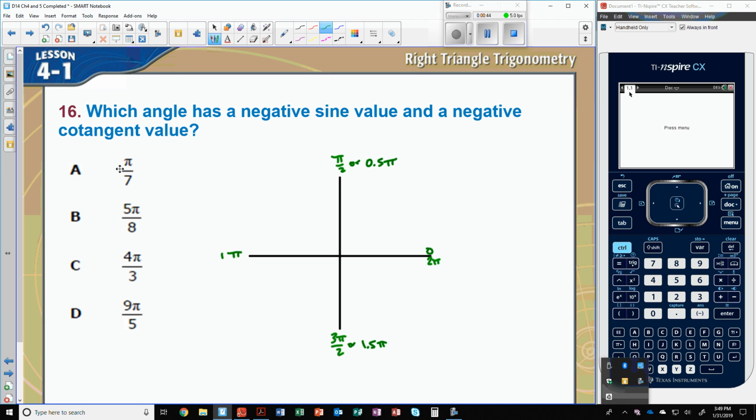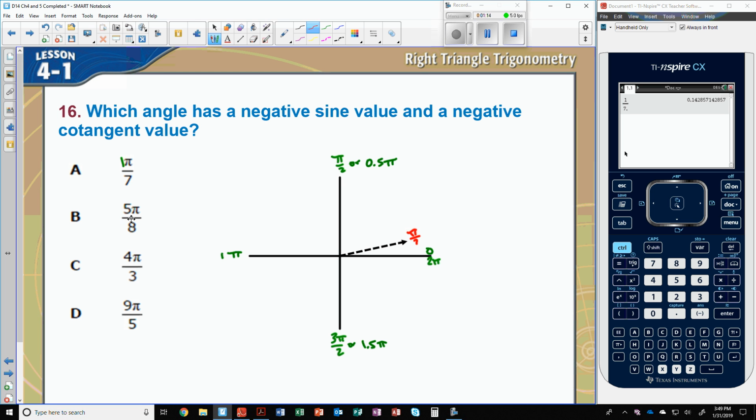If you're not sure, this is like 1/7. You go to your calculator, press 1 divided by 7, and that'll give you the fraction as a decimal. We know 0.14 is in between 0 and 0.5, and so the first answer, choice A, is somewhere over here. This is where pi over 7 would be located, in the first quadrant.